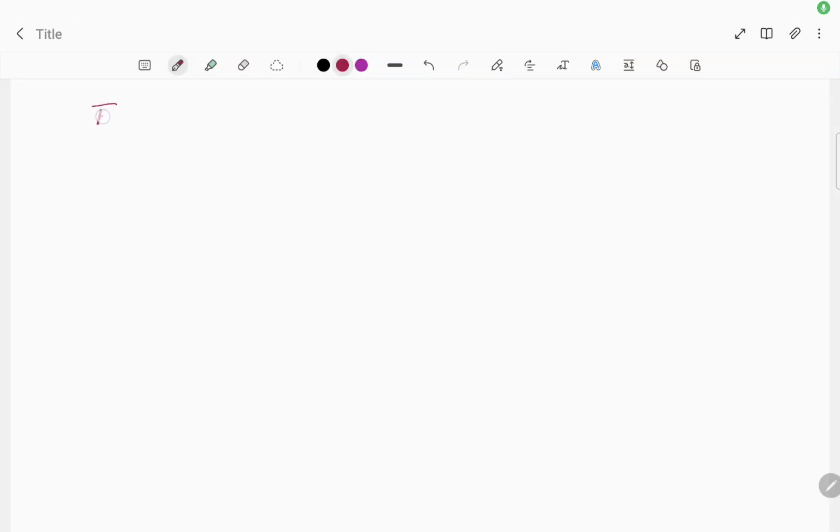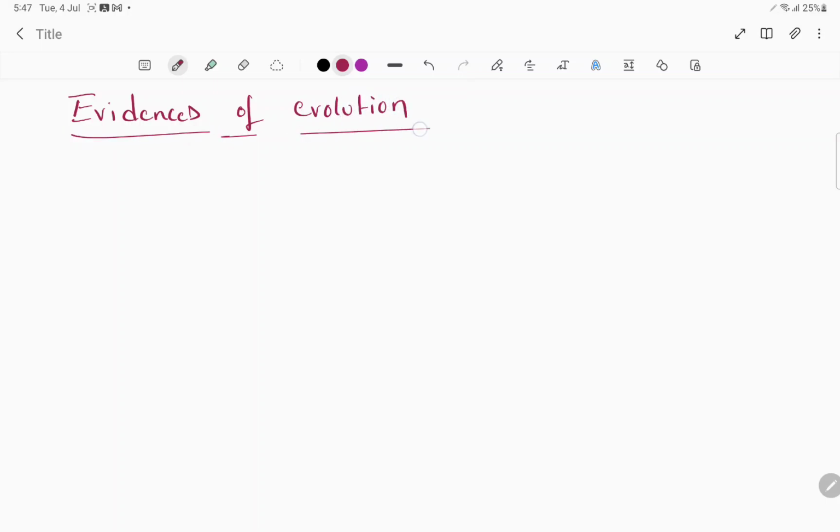Let's talk about evidences of evolution. Coming to the evidences of evolution, usually there are many sources for evidences of evolution. First thing is paleontology.